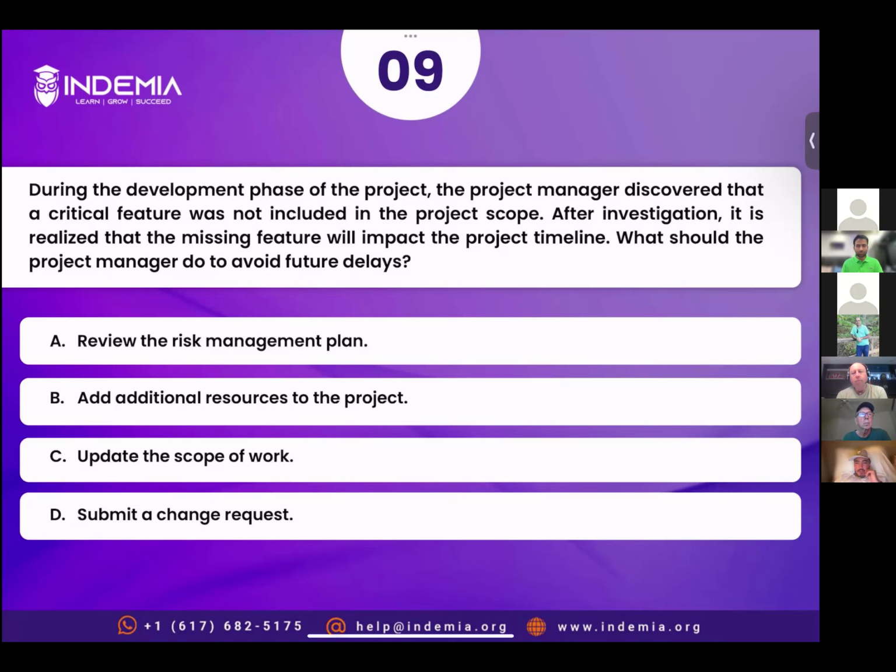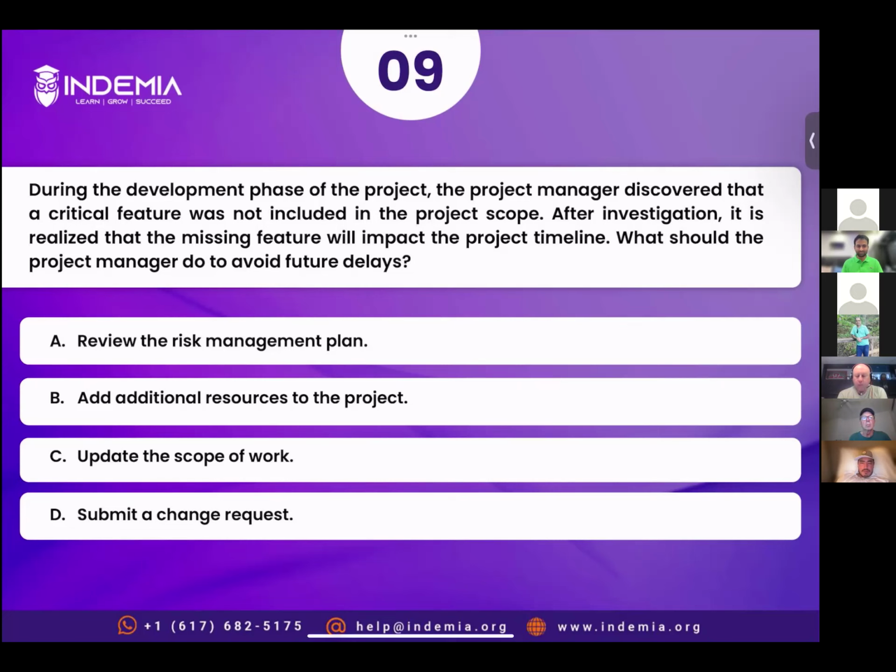Layla, you have chosen option C. Actually, I chose D first, and then I changed my answer. So I think in order to avoid the delays, this is similar to the question we had earlier regarding scope creep. If we submit a change request, that would avoid all the others.